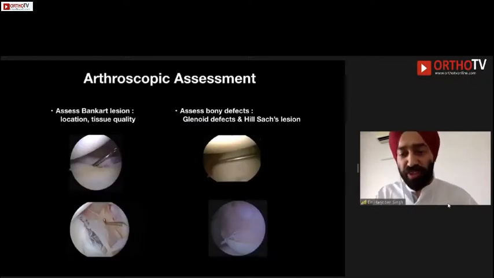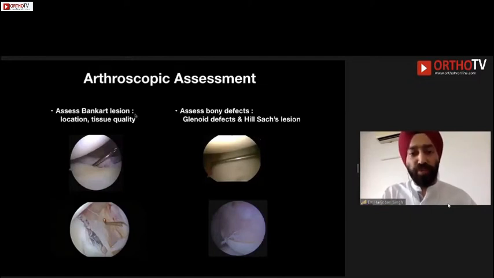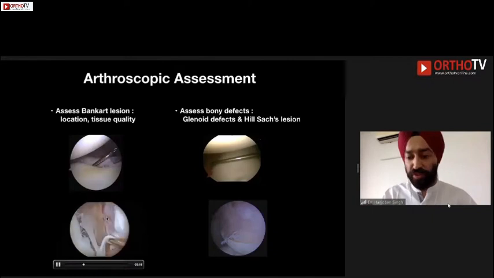Once you have done the pre-op assessment and you have decided that you're going to go for an arthroscopic Bankart, you can do the final assessment while doing arthroscopy and assess all the soft tissue quality and glenoid and bony defects on the humeral head side. And even then, sometimes you are in for a surprise that you find that the soft tissue quality is not good for repair and you have to change your mind.